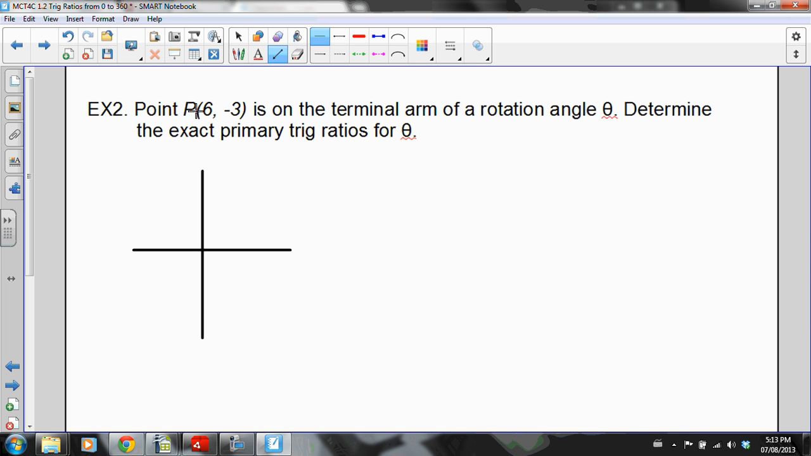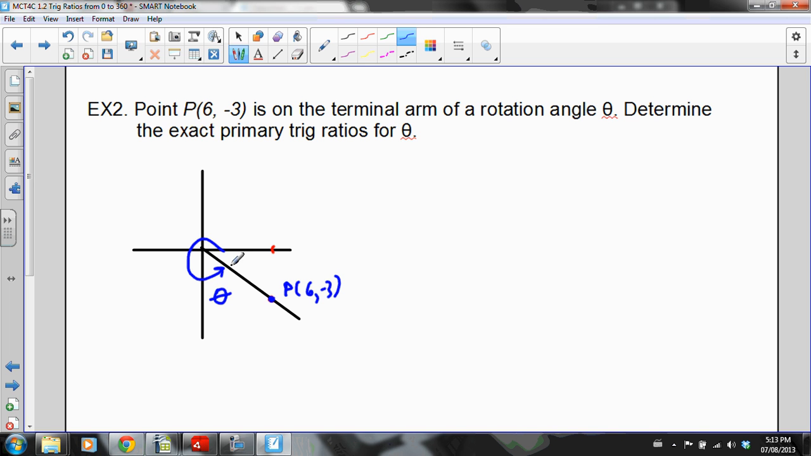And this isn't going to be perfect, (6, -3). I'm just going to estimate, guess where it is. +6 is out here somewhere, -3 down here. So something like that. Call that P. And then this is theta, that rotation angle. And I can see the terminal arm ends up in quadrant 4.